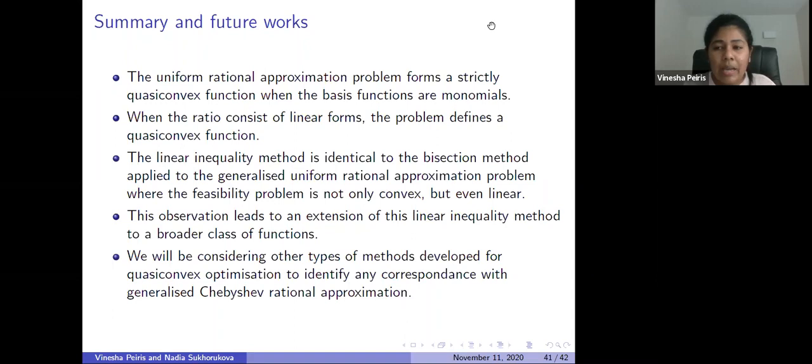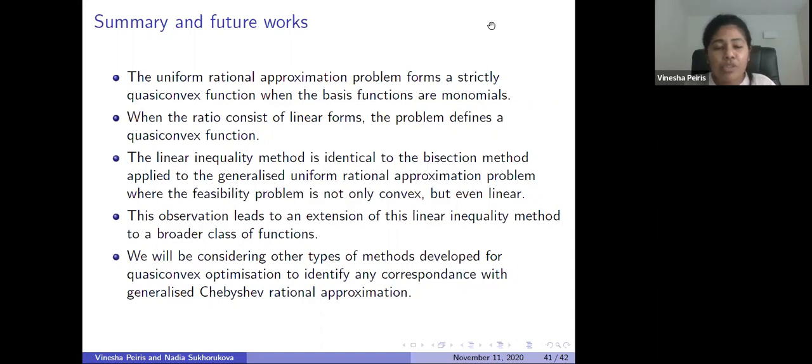So even though this method relies on solving a convex feasibility problem, for this particular generalized case it is even easier for us. We have to solve a linear programming problem. So this observation leads to an extension of the linear inequality method to a broader class of functions, which is quasi-convex.